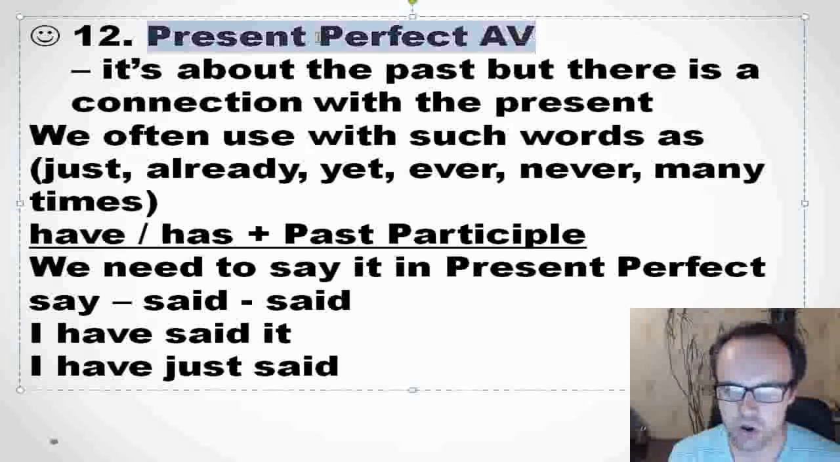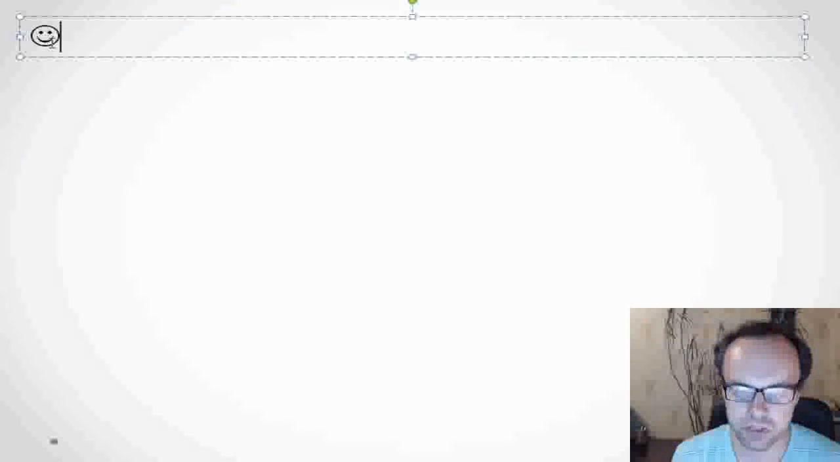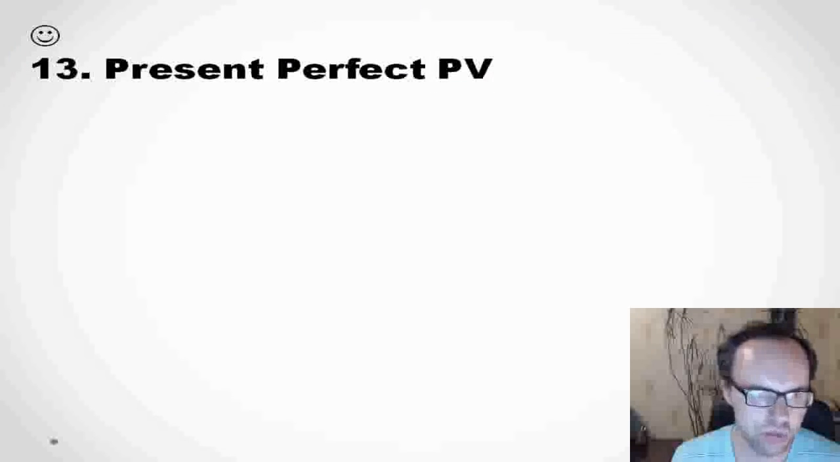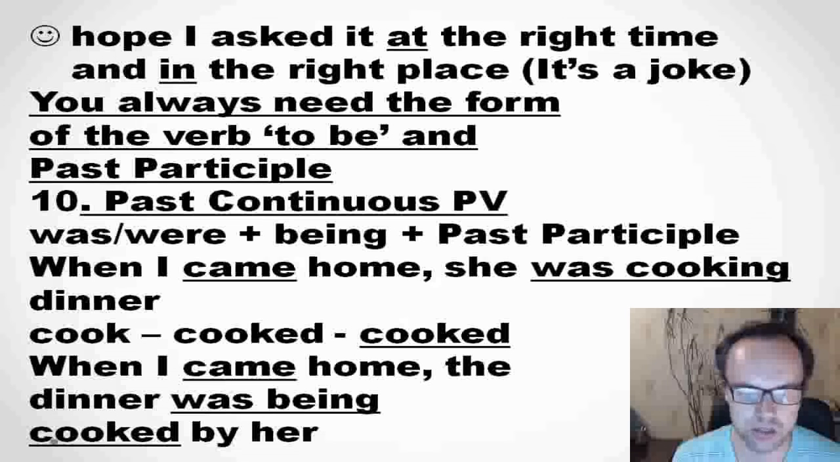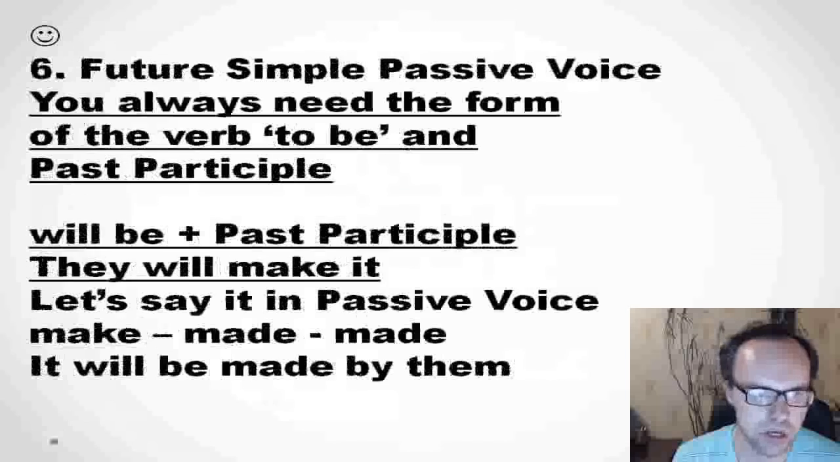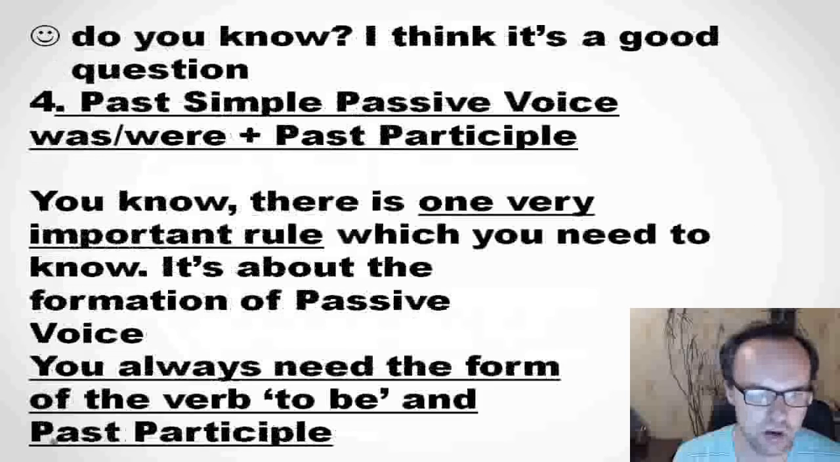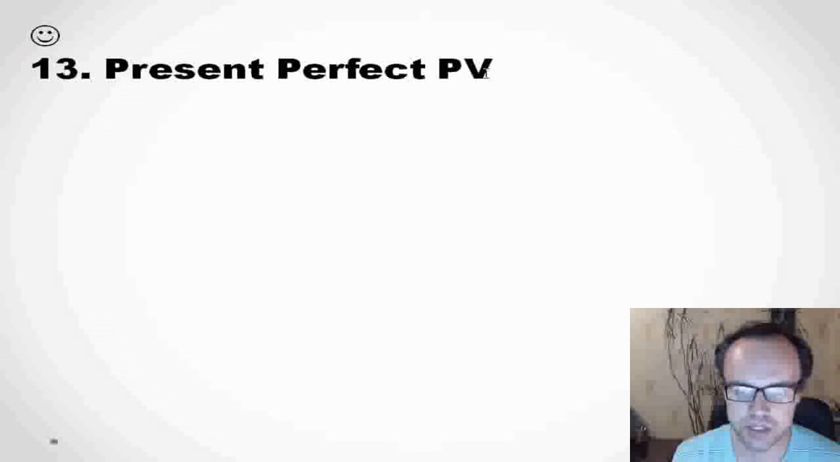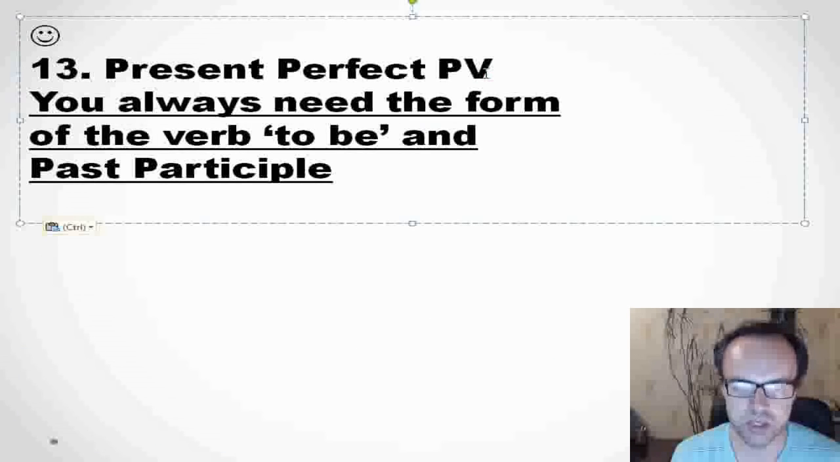Well, let's talk about present perfect passive voice. So it's 13, present perfect passive voice. How do we form it? I really want to know it. So where is our rule? Okay, it's here. Let's copy it. You always need the form of the verb to be and past participle.